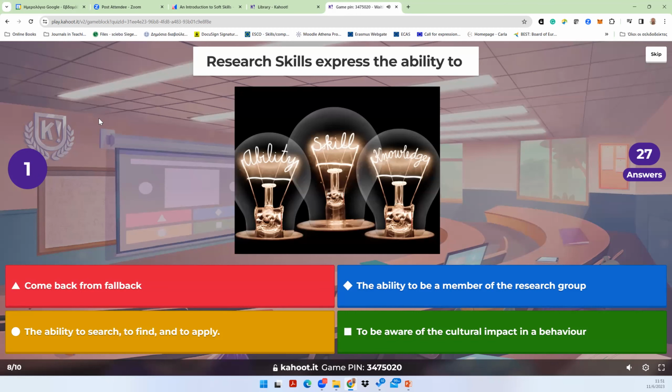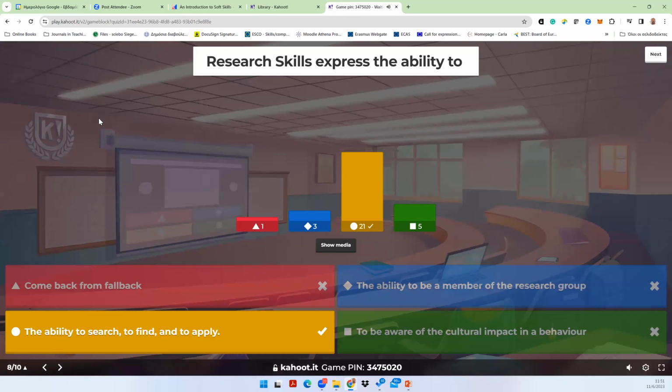As I told you during the course, we are going to name and present a lot of research skills, the ability to search, to find, and to apply. Excellent.